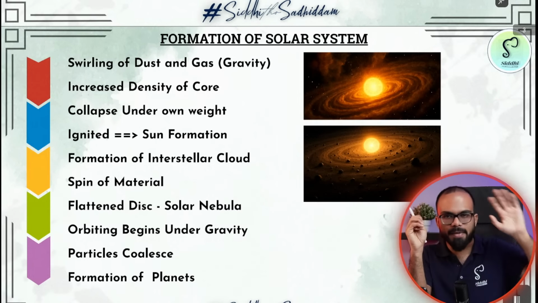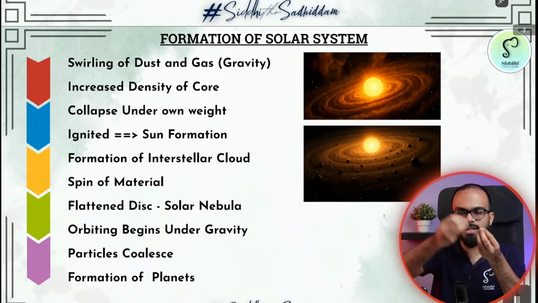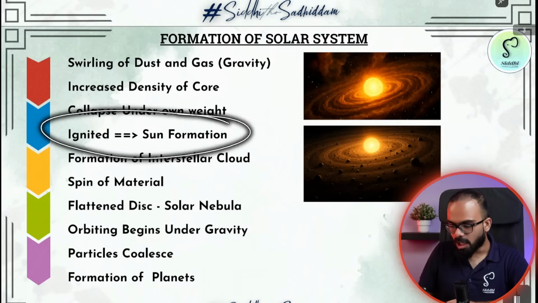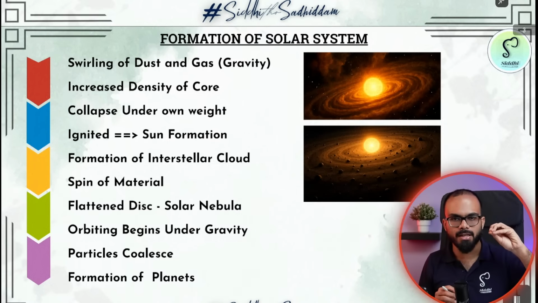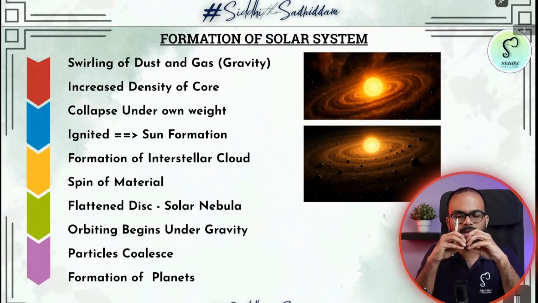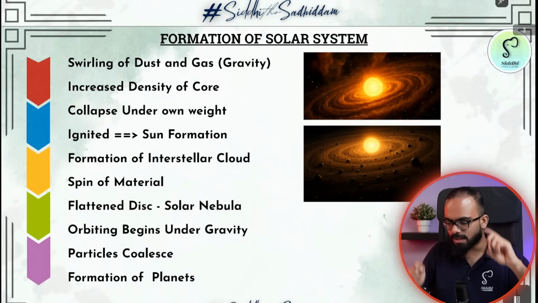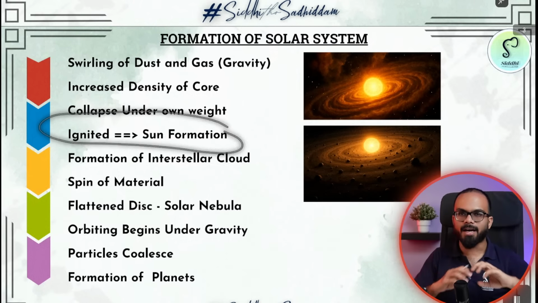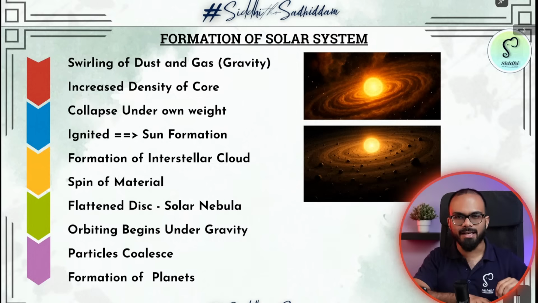So when the temperature increases, obviously heat begins, and eventually it got ignited. The dust composition, whatever hydrogen, helium, and all the other elements are there, because of the heat and the increased friction, they got ignited, and this led to the formation of the sun. So the sun is the first body that was formed. After the sun's formation, the entire gases and dust started forming as a cloud.